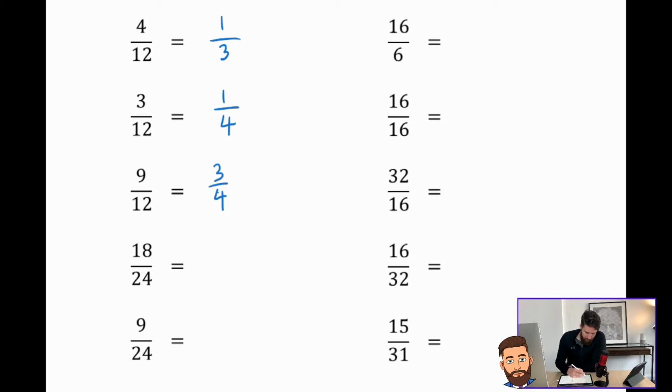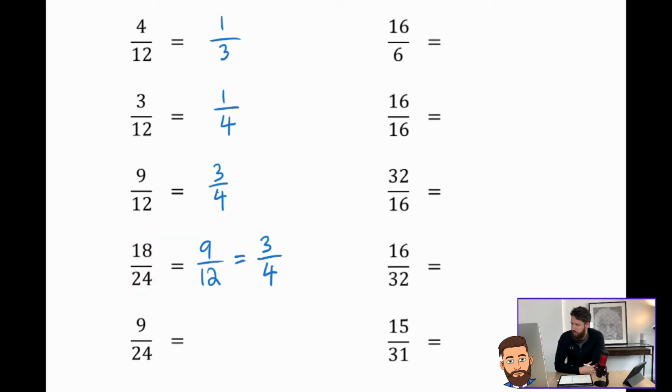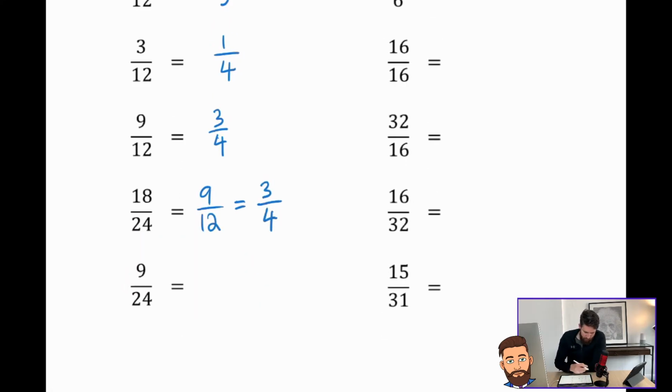So number 18 over 24. There's multiple ways you can do this. You could half it and get 9 over 12, and then realise what goes into 9 and 12, 3. 3 goes into 9 3 times. 3 goes into 12 4 times. Or you could have spotted 6 goes in, and that would have given you the answer without the middle step I just did. So, 9 and 24. Again, this is why knowing your tables is really, really useful.